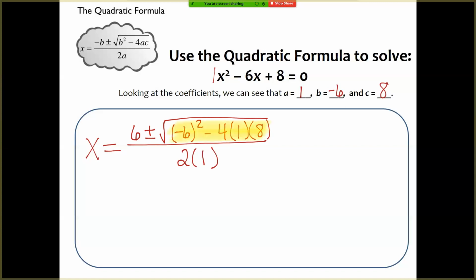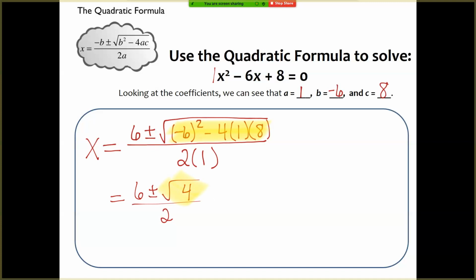Now I want you to take this highlighted section right here, not including the square root, and type that in your calculator. Make sure you use parentheses. When you type that in your calculator, you should end up with a value of 4. And then for the denominator, I went ahead and simplified 2 times 1, which is just 2. Now I have to investigate this square root. I have to decide if 4 is a perfect square or if I just need to simplify.